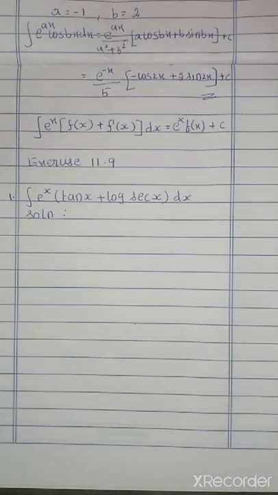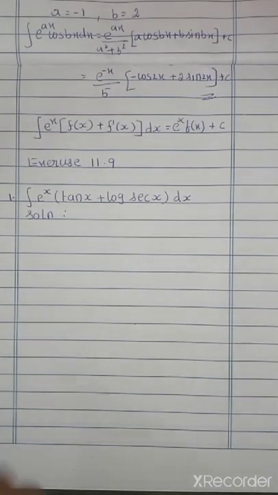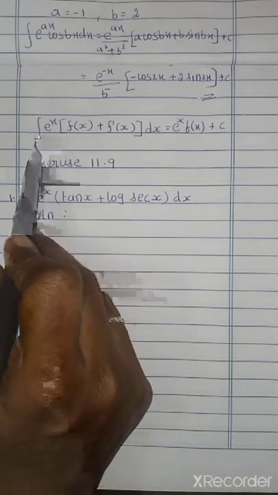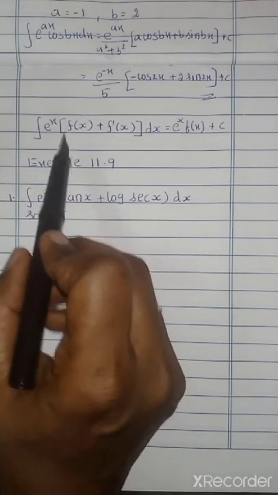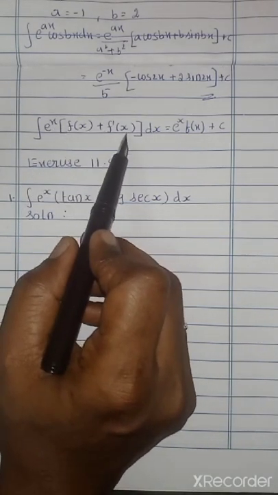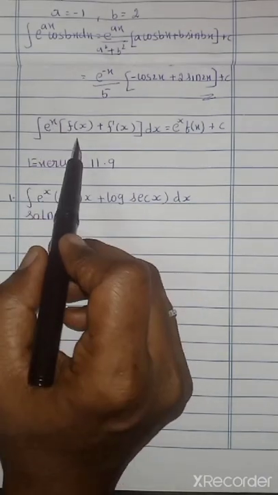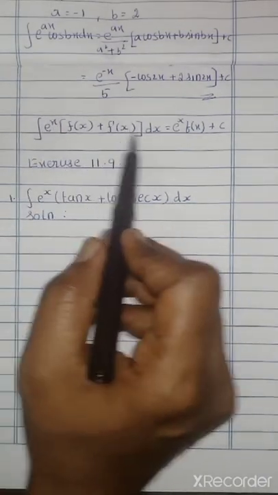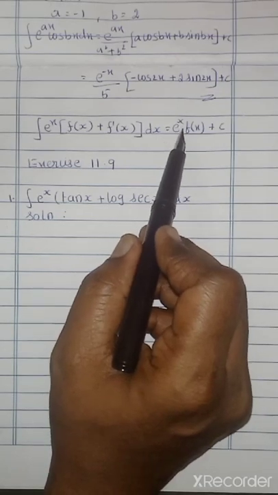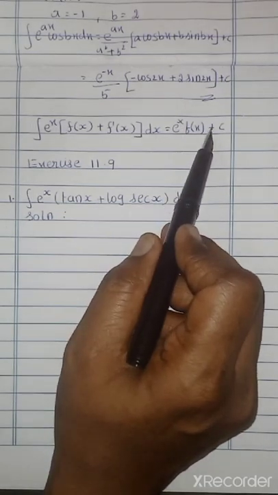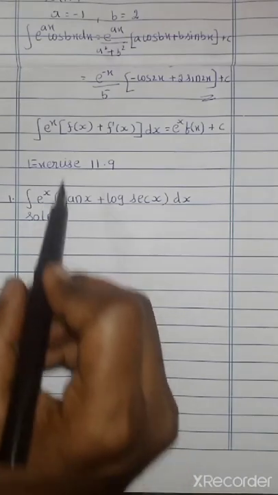Now, the next exercise is of the form integral e power x into f of x plus f dash of x. So the question is like this: e power x into f of x plus f dash of x. Then you can give the answer as e power x into f of x plus c. So that we can get into the exercise.